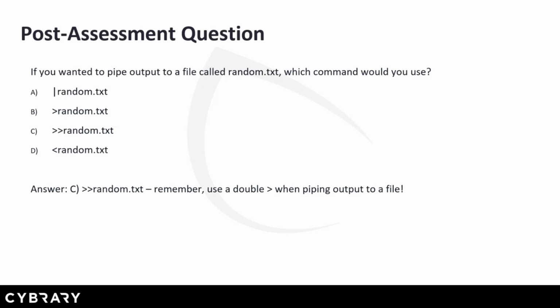The answer is C. You'd use the double greater than random.txt. Remember, you have to use the double greater than when piping output to a file.